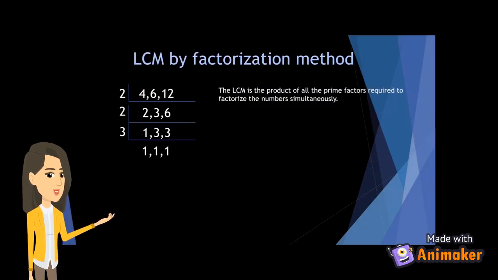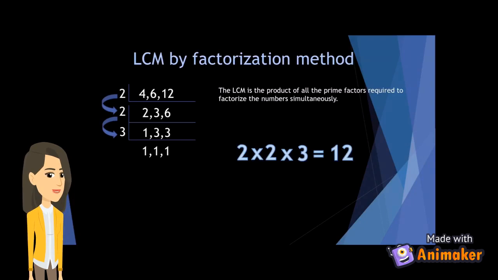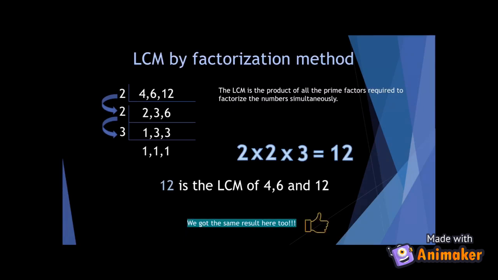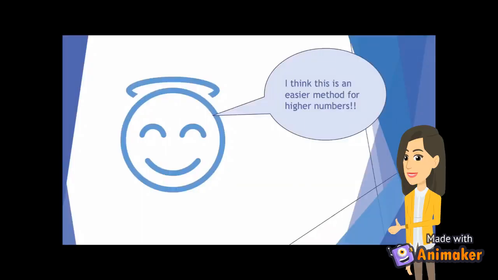Great. The LCM now is a product of all the prime factors required to factorize these numbers simultaneously. So it would be 2 into 2 into 3, and that's why you get 12. 12 is the LCM of 4, 6 and 12. And we got the same result here too. Good job. Right, I think this is an easier method for higher numbers.